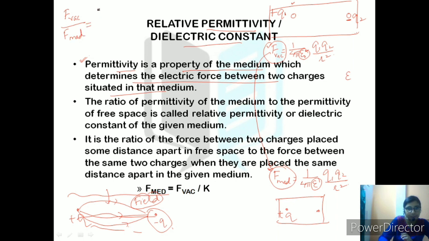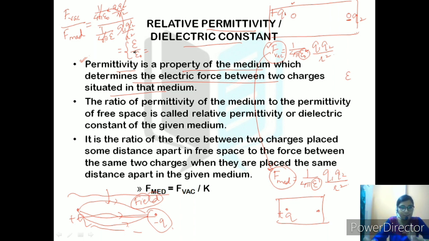Okay, so here what we'll have? 1 by 4 pi epsilon naught Q1 Q2 by R square by 1 by 4 pi epsilon here in this case Q1 Q2 by R square. This all gets cancelled. What remains? This epsilon comes in the numerator: epsilon by epsilon naught.